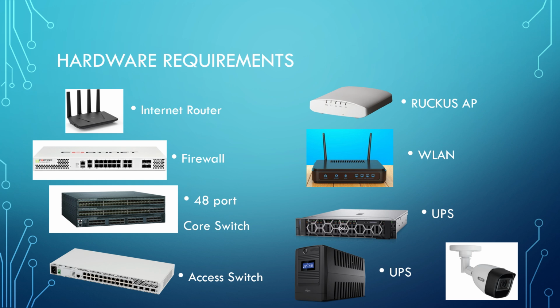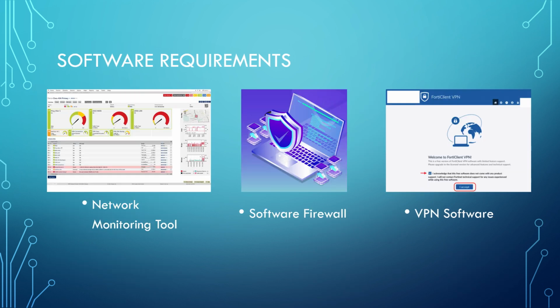Now I would like to talk about the software requirements, in which software includes a network monitoring tool, the network software firewall on all staff devices to further prevent malicious traffic, and a VPN, which stands for virtual private network, software like Fortinet to communicate with other branches.